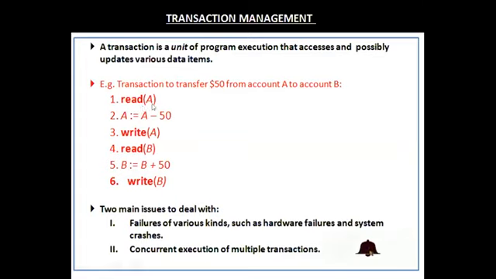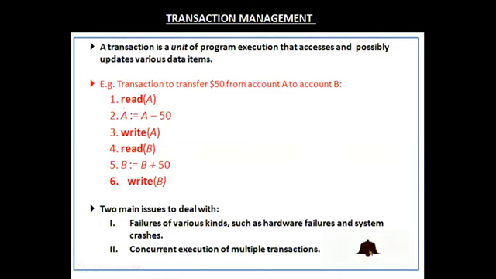The first step is read A, means selection. Then A equal to A minus 50. If he has a sufficient amount in his account, only then can he transfer the amount. So before transferring the funds, obviously he has to check whether sufficient balance is available in the account or not. If sufficient balance is available, only then can he transfer. That's the reason that before transferring the amount, that is $50, he has to check whether the sufficient balance is available or not.